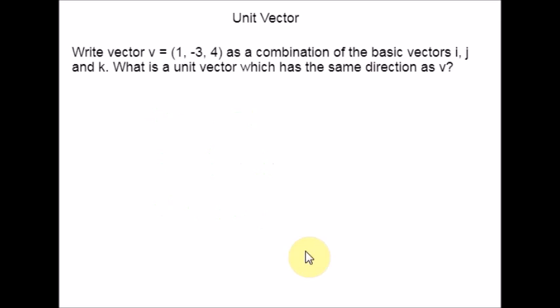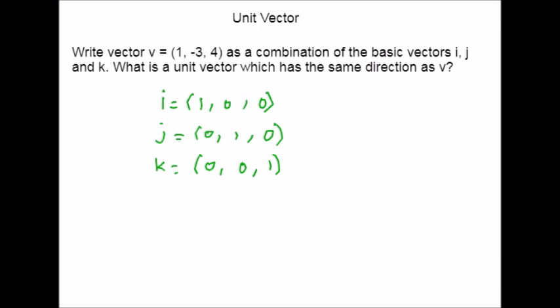Here is the next example. Write a vector v equal to 1, -3, 4 as a combination of the basic vectors i, j and k. What is a unit vector which has the same direction as v? In 3 dimensions we have i is nothing but 1, 0, 0 and j is 0, 1, 0. k is 0, 0, 1. Am I right? So each of these vectors is a unit vector pointing in the direction of the positive x, y and z axis respectively. As in the previous example, here we are going to write this as 1 times i, which is nothing but i minus 3j plus 4k.